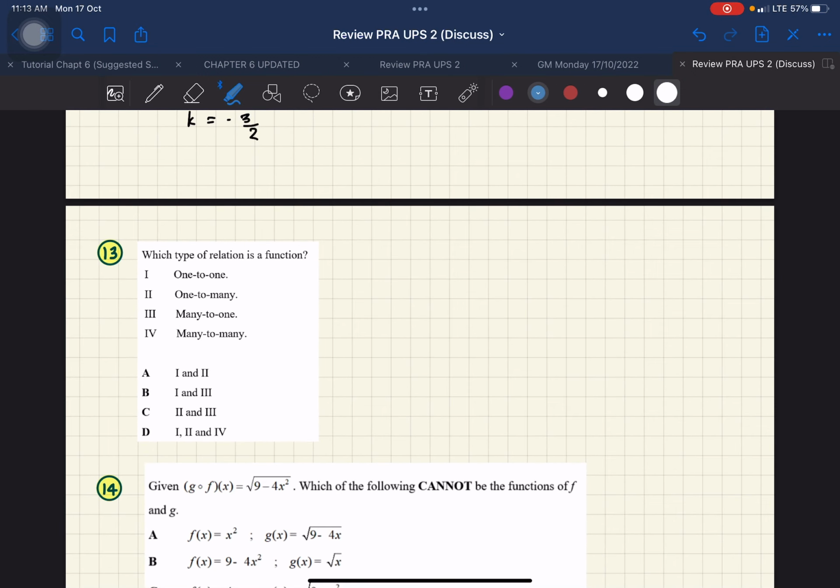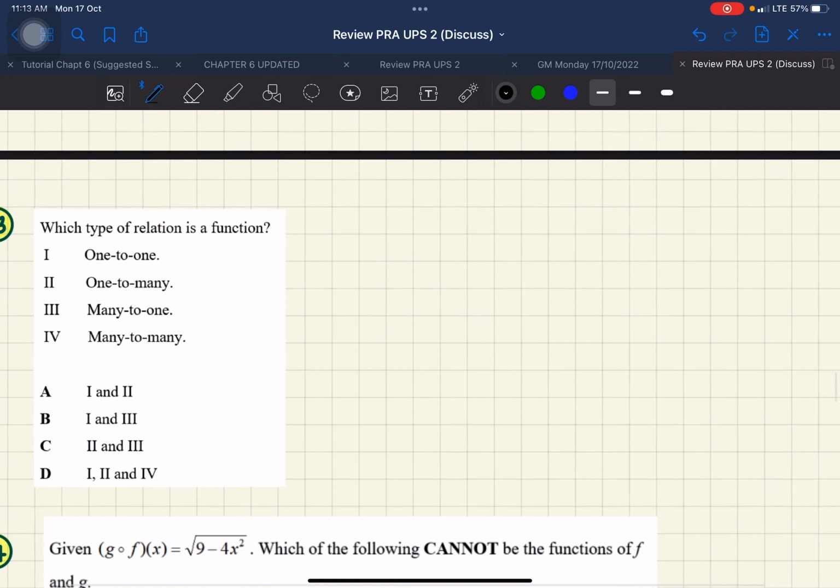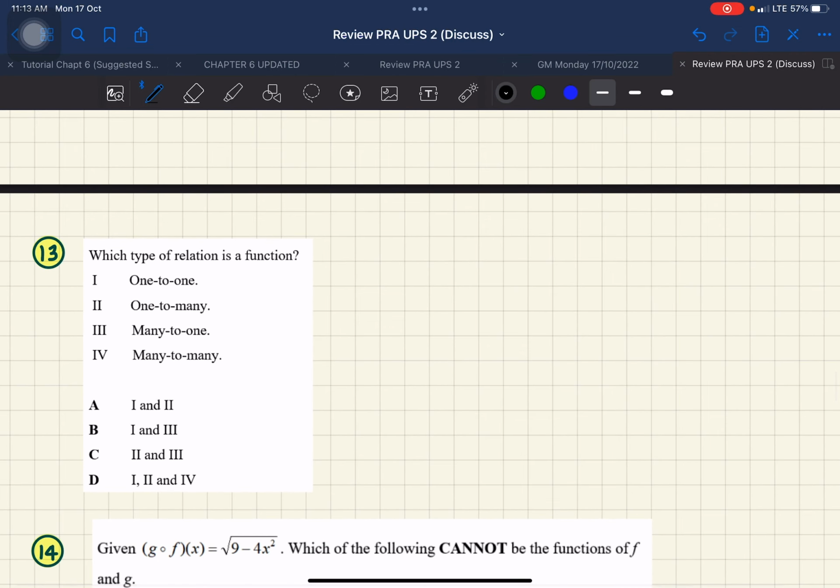Ni kalau salah, kalau awak salah yang ini, awak patut murung. Okay, so type of relation is a function. Ada dua jenis sahaja yang function, dua jenis yang bukan function. One to many dan many to many, memang bukan. Okay, and then lagi satu adalah many to one.